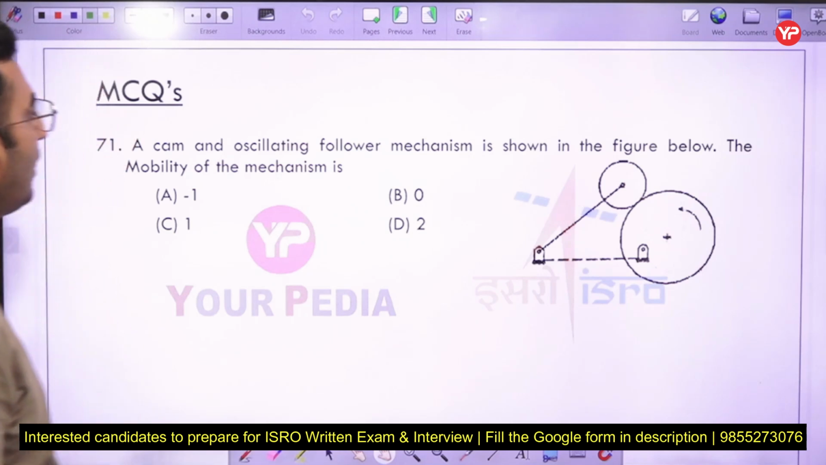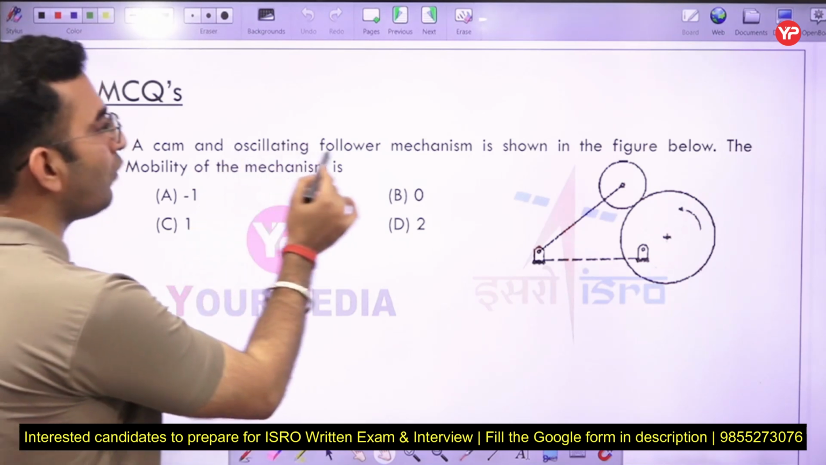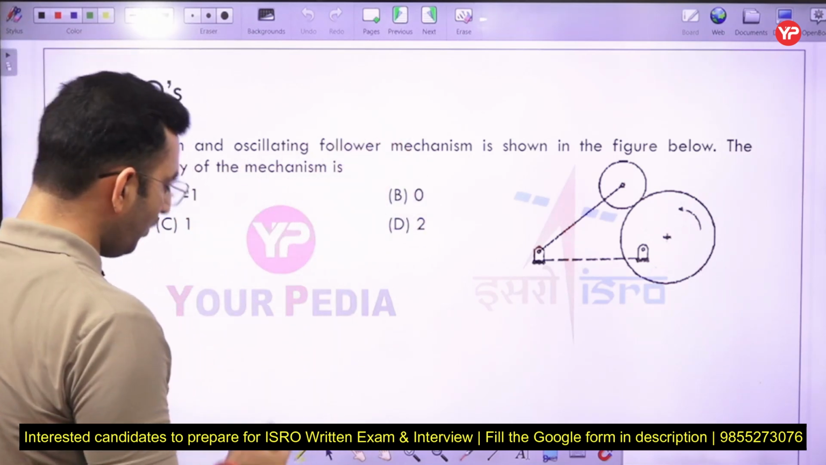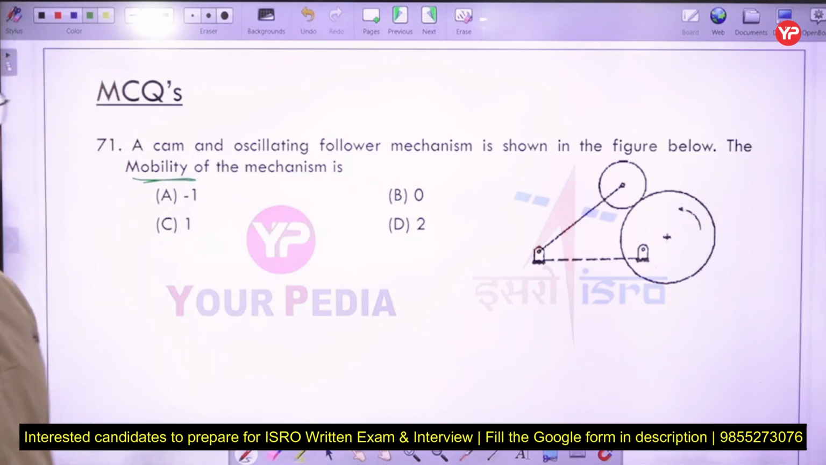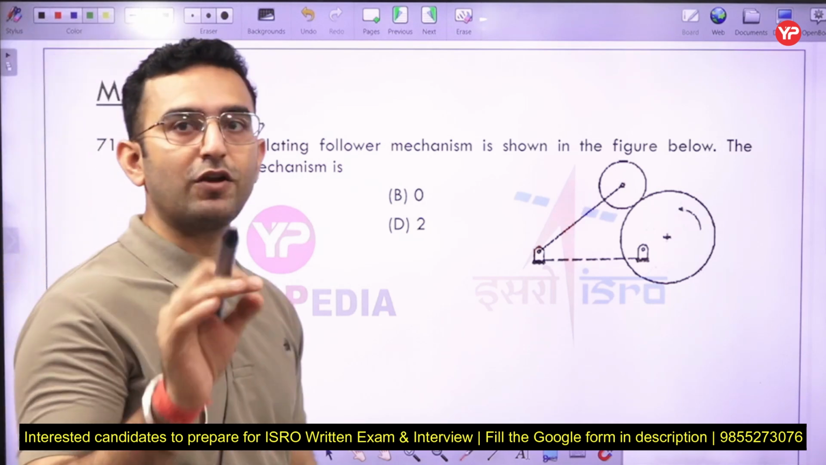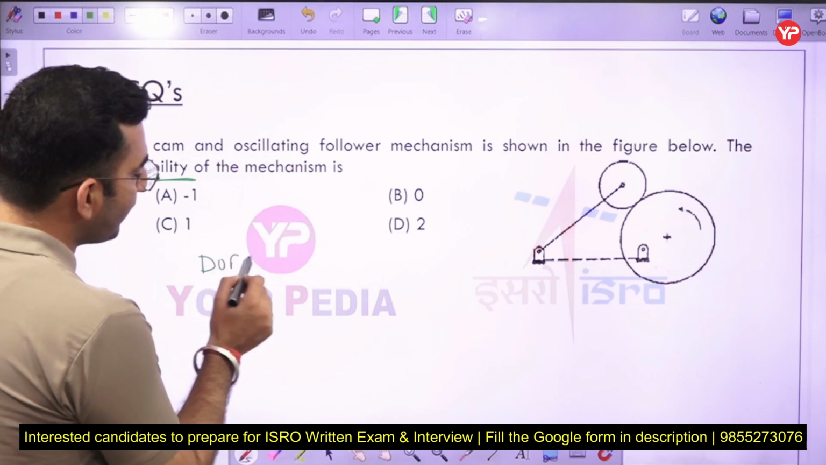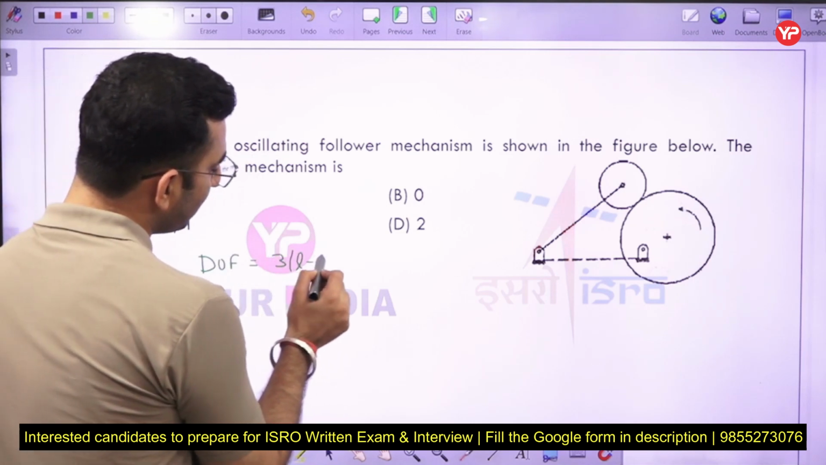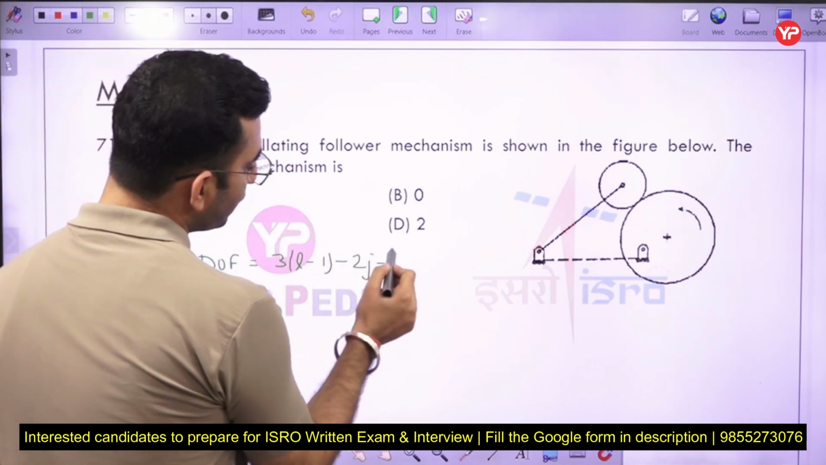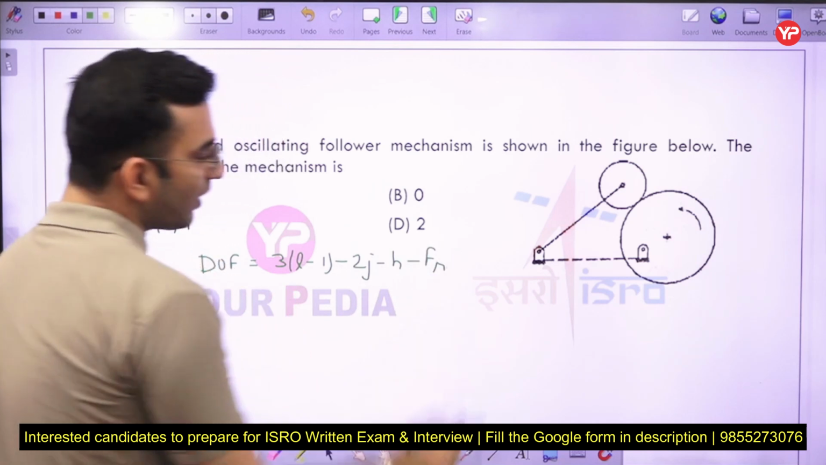Next question. A cam and an oscillating follower mechanism is shown in the figure below. What will be the mobility of the mechanism? Mobility simply means degree of freedom here. And we know the degree of freedom has a formula of 3(L minus 1) minus 2J minus H minus F of R.